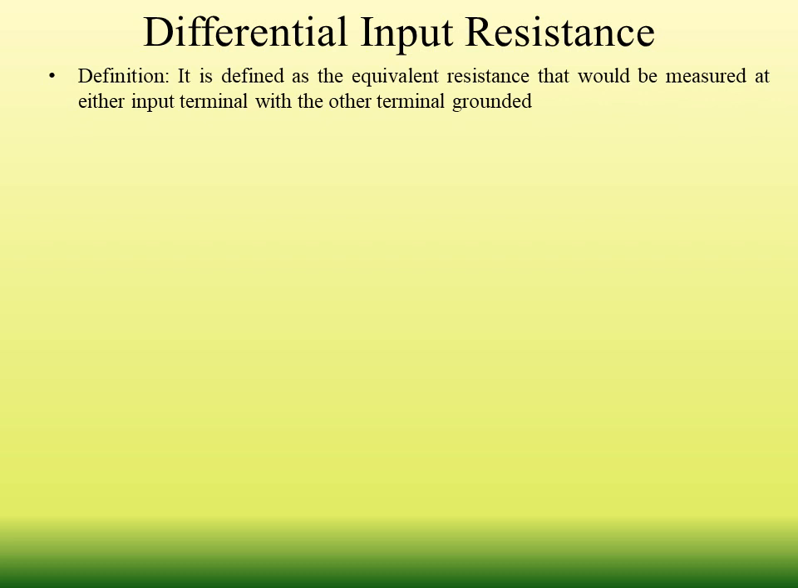First of all, we will define what we mean by the input resistance. It is defined as the equivalent resistance that would be measured at either input terminal with the other terminal grounded. So what is the definition? First of all, make one of the input terminals ground, so there will be no signal and it is directly connected to the ground, and we are measuring the input resistance at one of the terminals. That resistance is termed the differential input resistance.